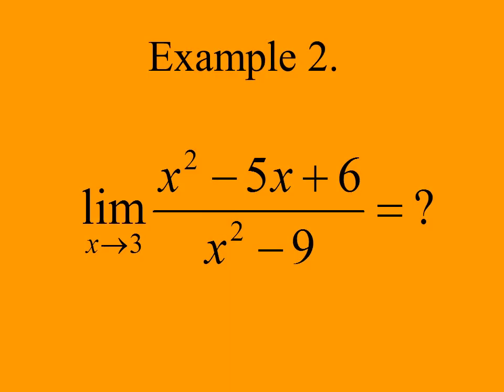Let's do another. Consider the limit as x approaches 3 of x squared minus 5x plus 6 divided by x squared minus 9. Again, this is a limit of a rational function, and so we apply the F.C.S. method.